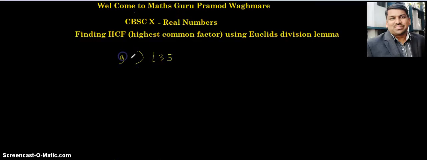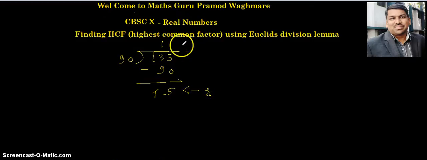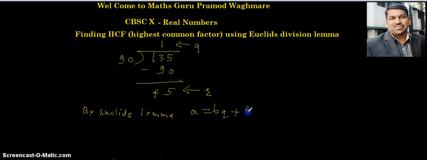Okay, so by dividing 135 by 90, 90 ones are 90, and what is remaining? We are getting 45 as a remainder, right? This is the remainder and this is Q. Okay, so by Euclid's lemma, or division lemma, we can write A is equal to BQ plus R. Now A is here 135, B is 90, Q is 1 and R is 45.